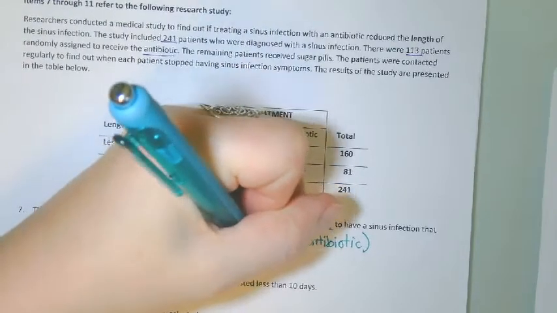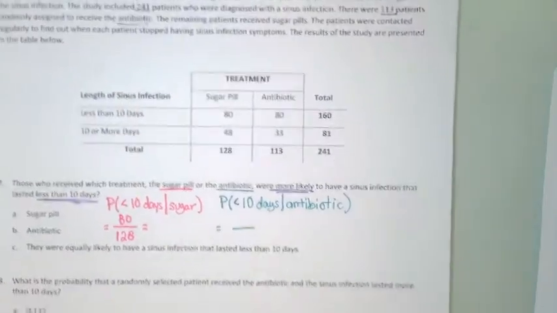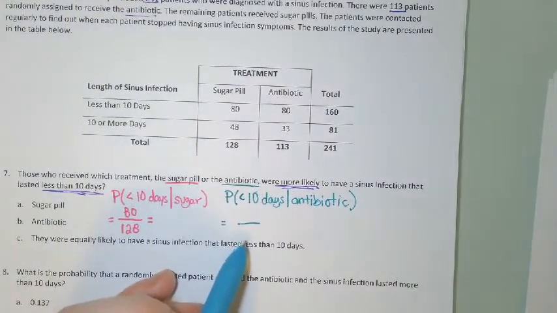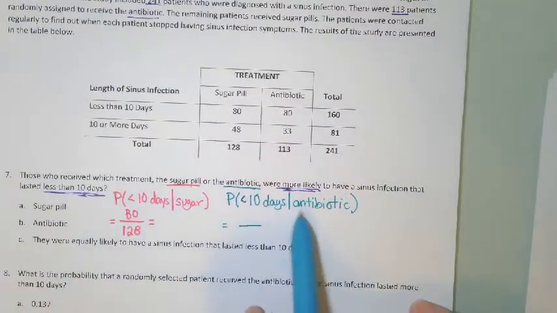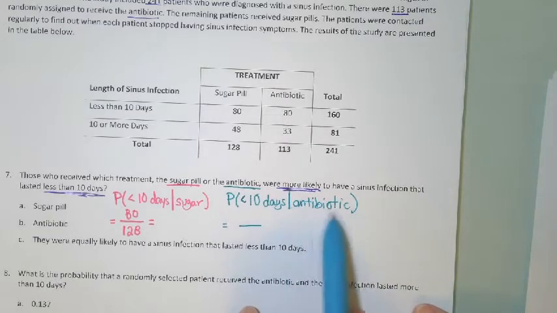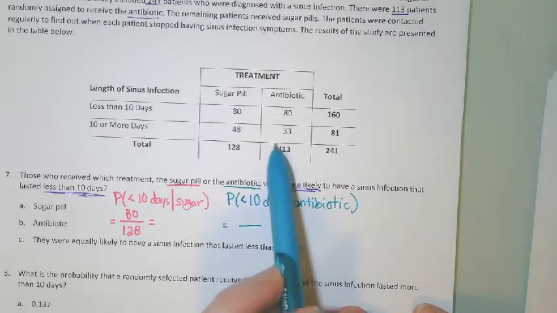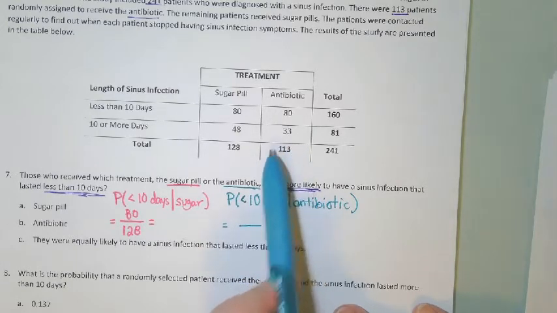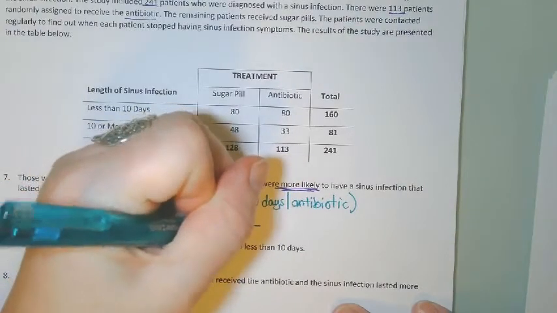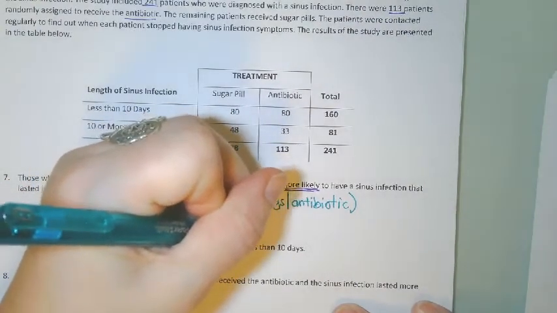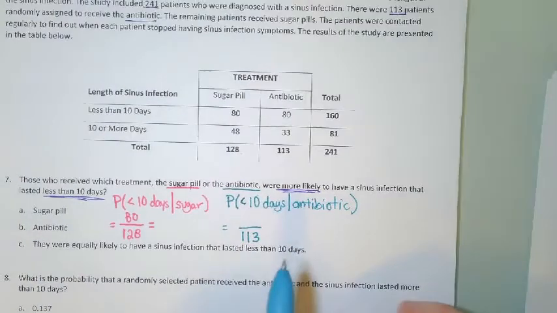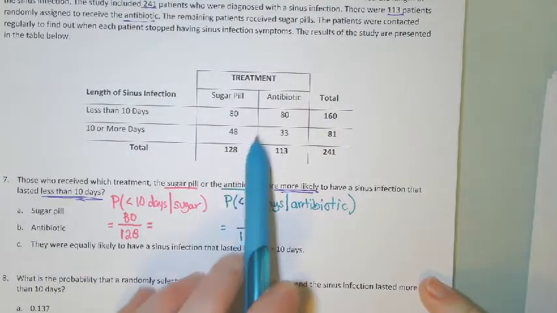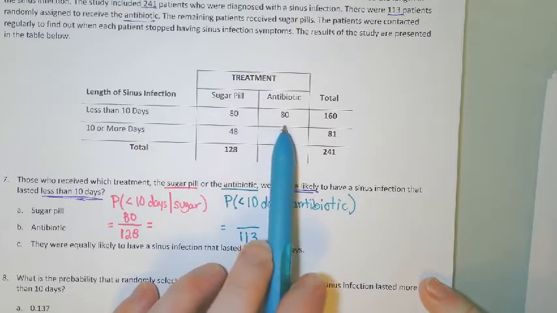Okay, so on the bottom here, our total amount. Again, we're restricted to looking at those who took the antibiotic, and there were 113 total patients who took the antibiotic. That goes on bottom. And on top, we're looking for, of those 113, how many had an infection that lasted less than 10 days, which again is 80.